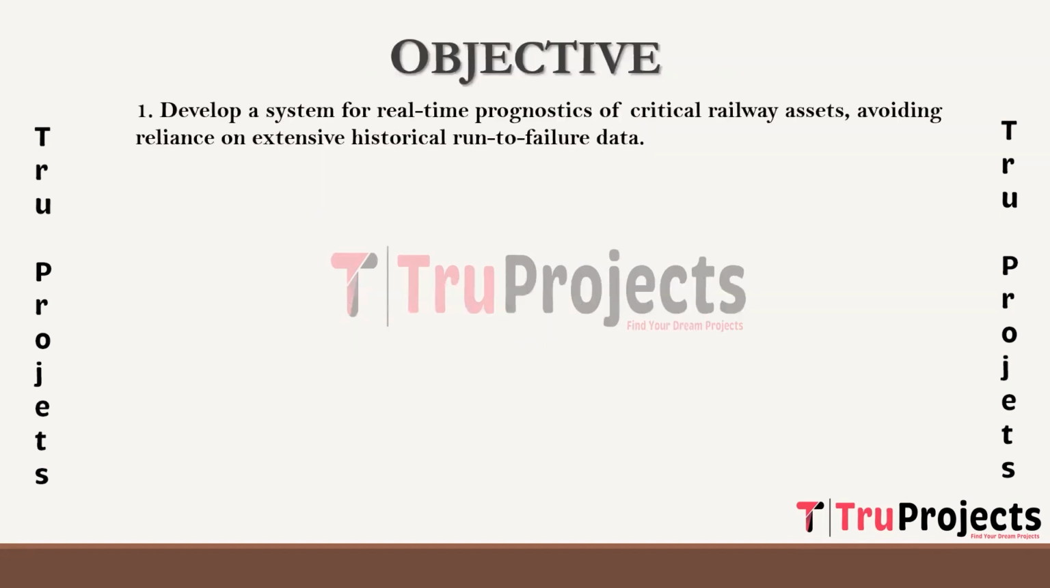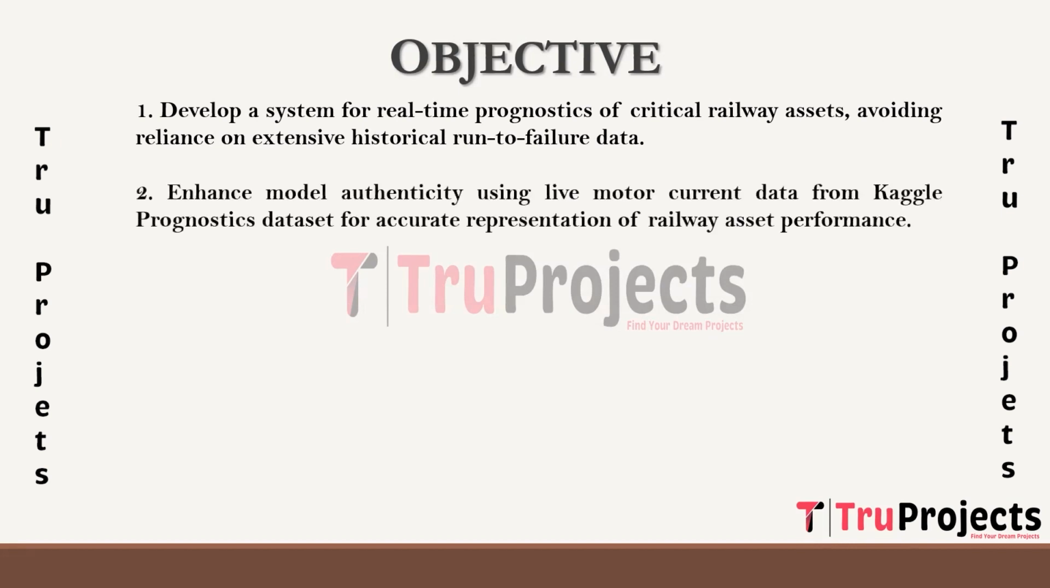Objective of the project. The objective of the project is to develop a system capable of providing real-time prognostics for remaining useful life, which is RUL, and health of critical railway assets, specifically electronic devices and motors, without relying on extensive historical run-to-failure datasets. It implements a data analysis strategy that makes use of live motor current data obtained from the Kaggle prognostic dataset. The project aims to enhance the authenticity and relevance of the models, providing a more accurate representation of the current state and performance of railway assets.